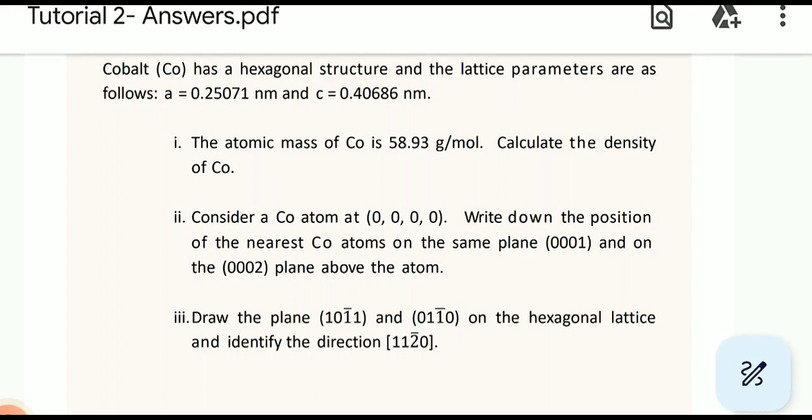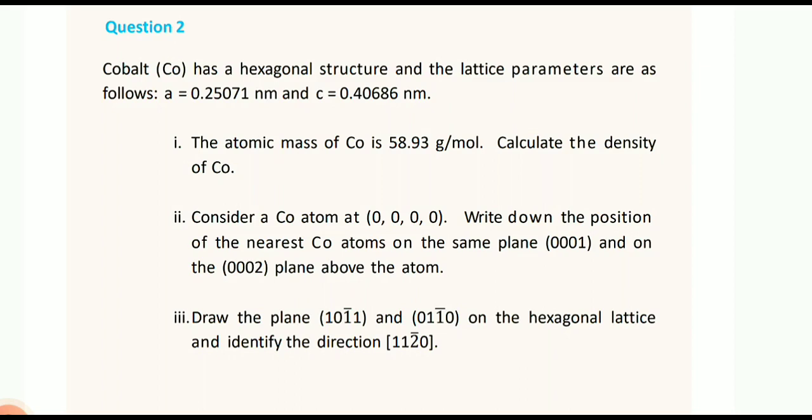We have to write down the positions of the nearest cobalt atoms on the plane 0001 and on the 0002 plane above the atom. So we have to write down the atoms that lie on the planes 0001 and 0002, and we have to write down their positions also. Writing the position means we have to find out the direction Miller indices for those atoms. It will be clear to you when we solve it.